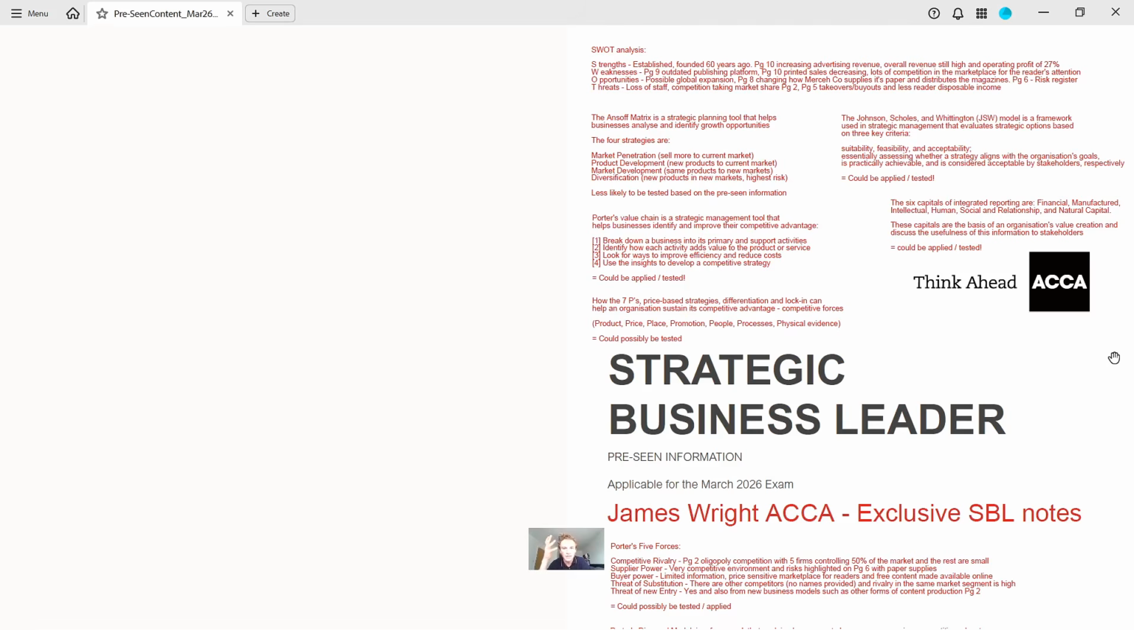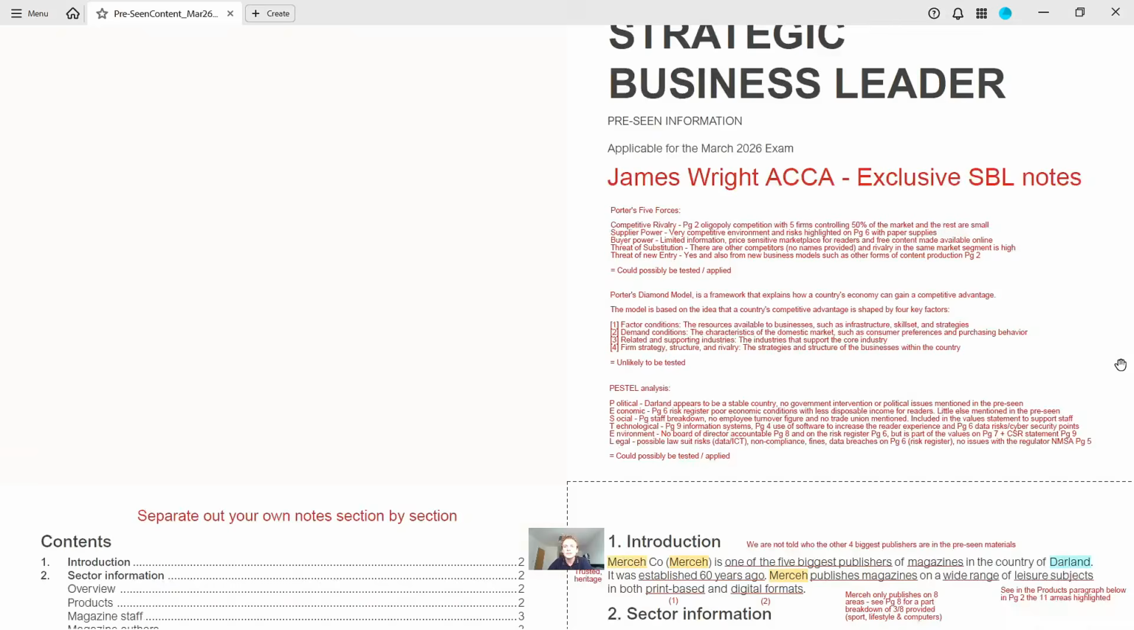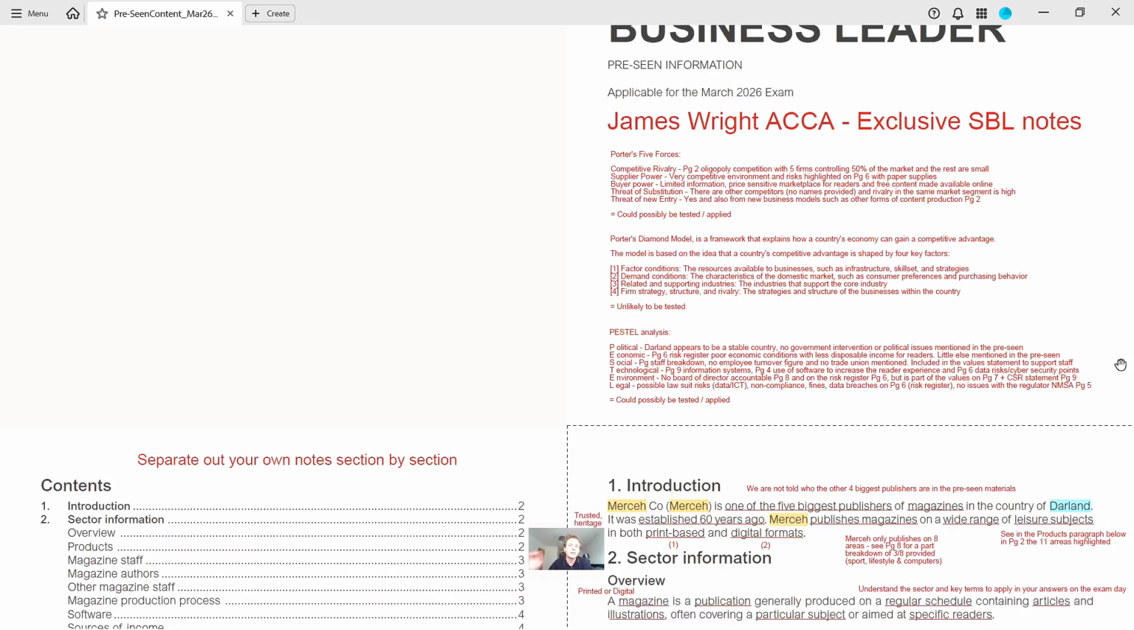Again, if you've downloaded my notes, you can go through these in your own time and maybe have a look at Ostranti's mock papers, because some of these will apply the theories of the SBL syllabus. Moving on to some of the other areas that you need to be aware of on the right hand side, we have Porter's 5 forces.